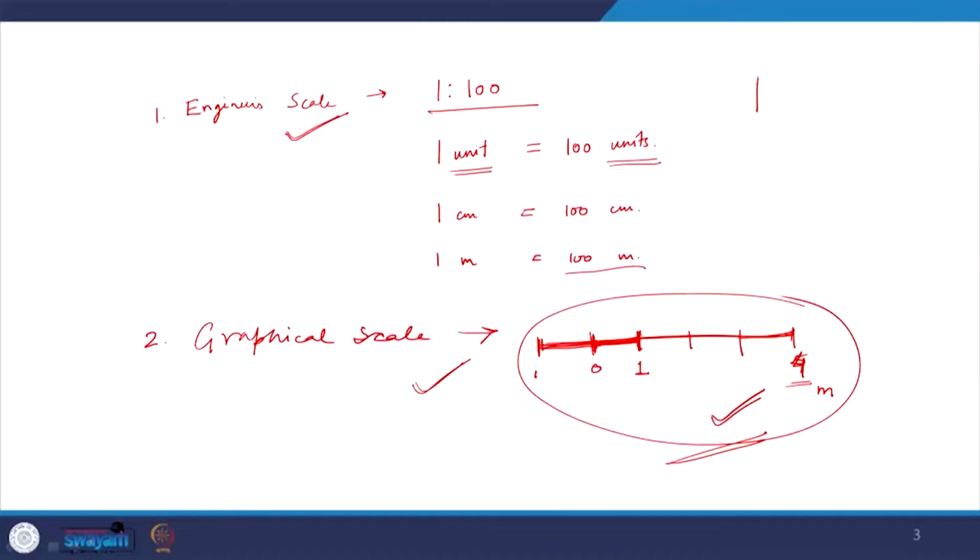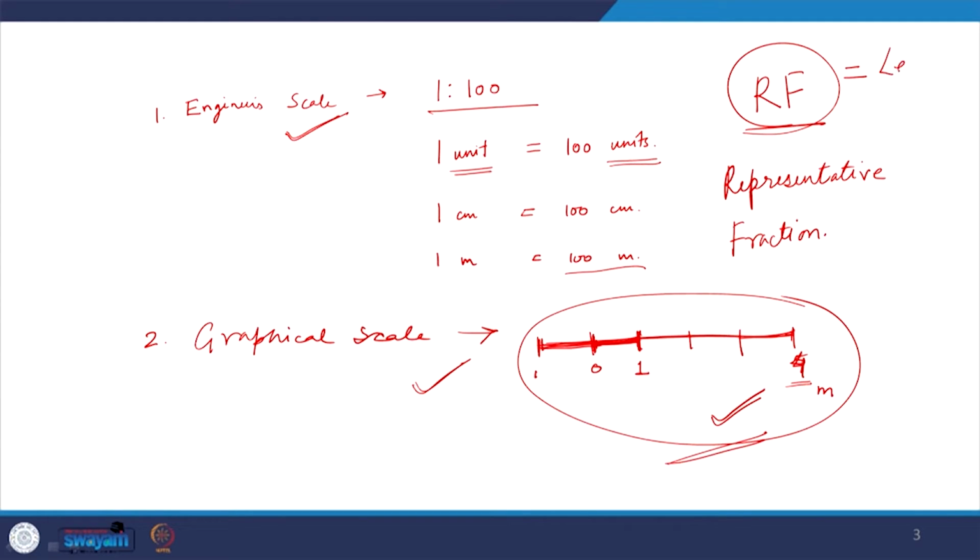Now, whether we are using an engineer scale or a graphical scale, but more for a graphical scale, one thing we need to know is RF, or representative fraction. It is called representative fraction and we very commonly use this term as RF. Now, what is RF? RF is equal to the length of the drawing upon the actual length of the object.